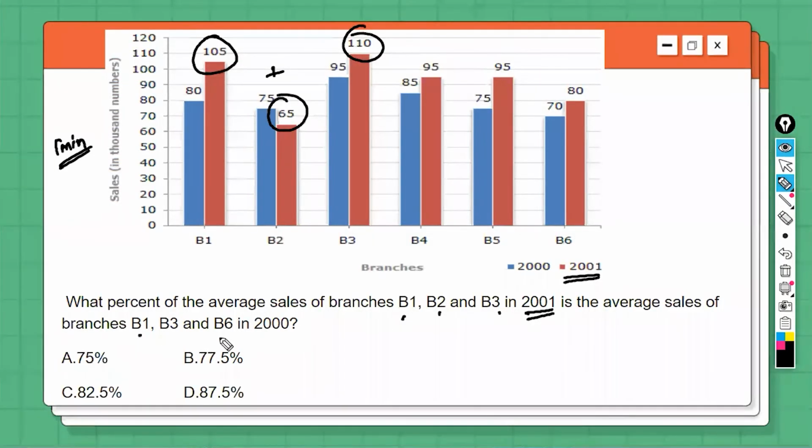B1, B3, and B6 in 2000. Try this one; it is a very similar problem.